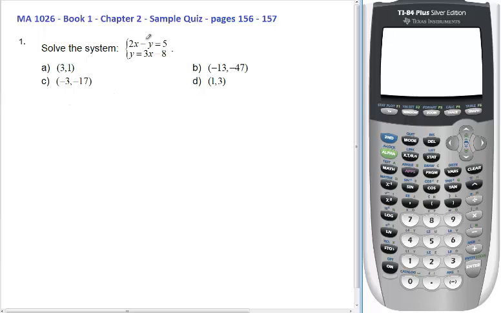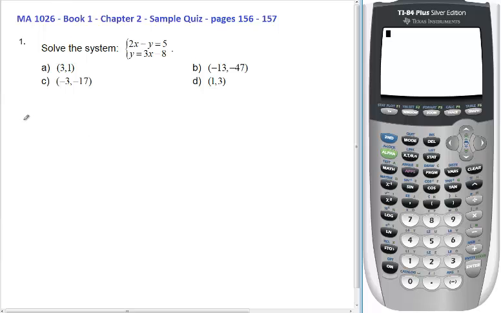Alright, the first one we're asked to solve this system. Okay, now we got several choices to solve this. Okay, and I'll do it 2 ways pretty quickly. So, first way I'm going to do it is like this. Because y is already isolated, see in the second equation, y is already isolated. So I can take this and substitute in here for y. Okay, so it's called the substitution method.